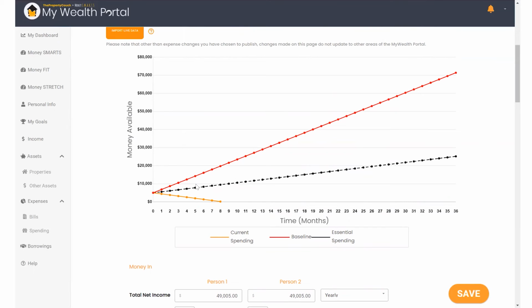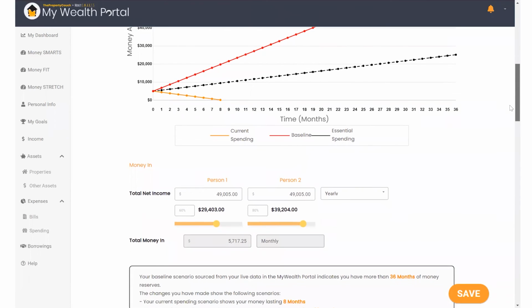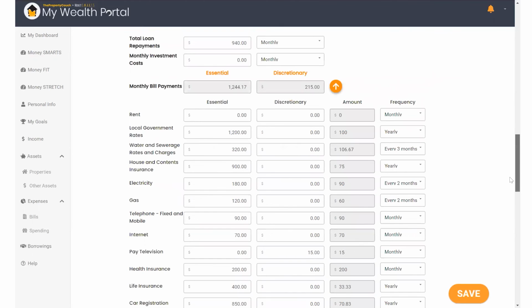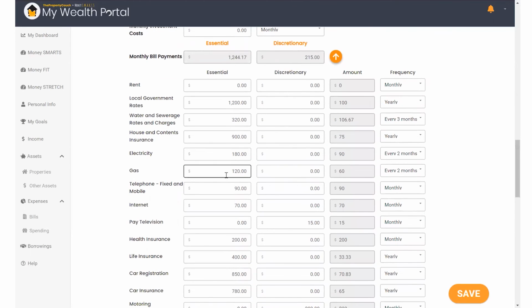Now, we've had record numbers of people taking money out of superannuation because they're trying to build these buffers up. So the best way in which you can build or make your money last longer is to look at those spending items that you're doing down here. So remember, you're in a sandpit here. So whatever you're changing in here isn't actually affecting your live data numbers.